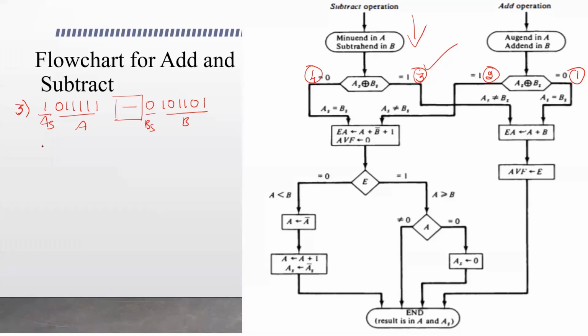Again, we add here, we get overflow. The operation we perform is A is equal to A plus B. A is 0, 1, 1, 1, 1, 1. B is 1, 0, 1, 1, 0, 1. We already did this. 0, 1, 1, 0, 1, 1, 1, 1, 1, 0.